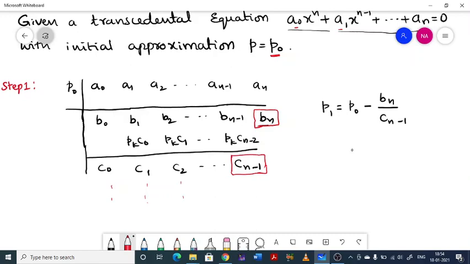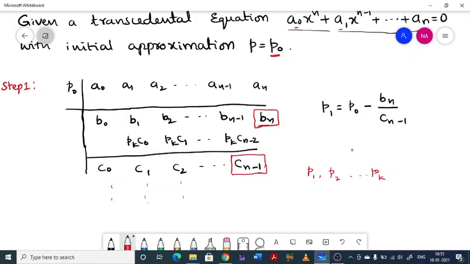Whatever you get, p1, p2, p3 and so on, these successive approximations p1, p2, pk, you have to consider; they are going to converge to a particular value. So after some steps the value of p will be almost equal. At that step you have to stop the procedure and take the approximate root of the equation.